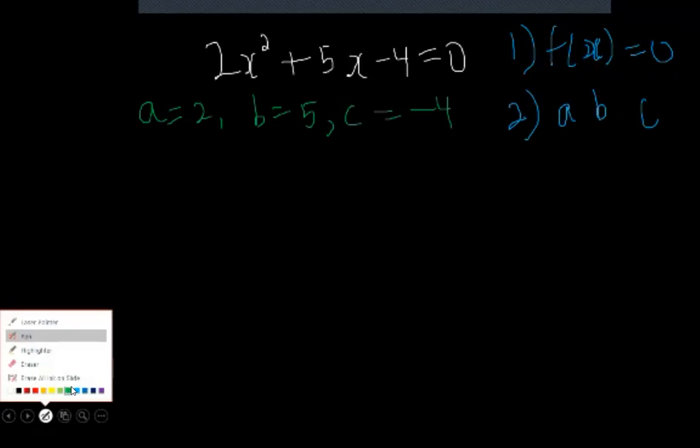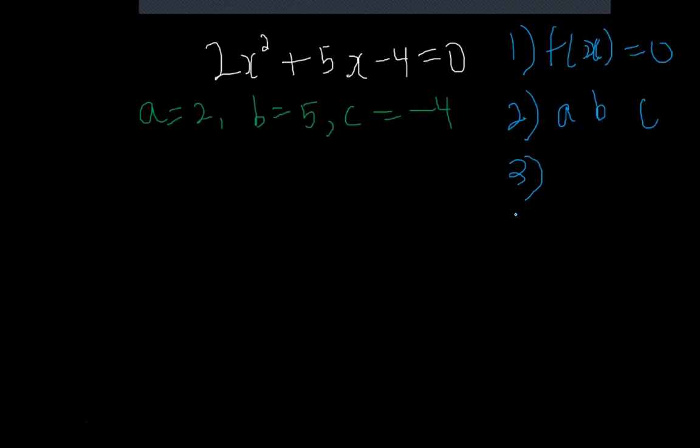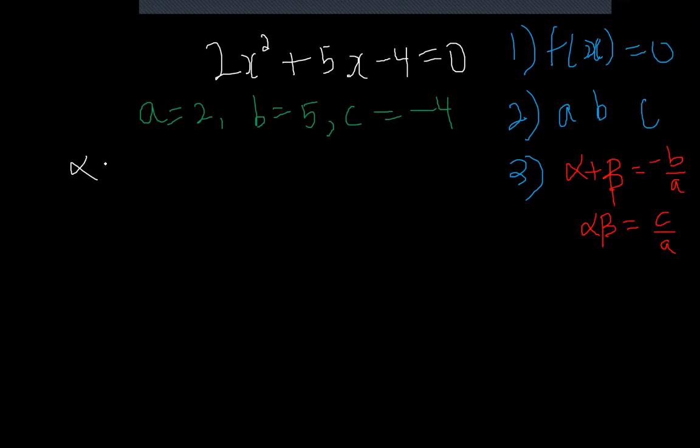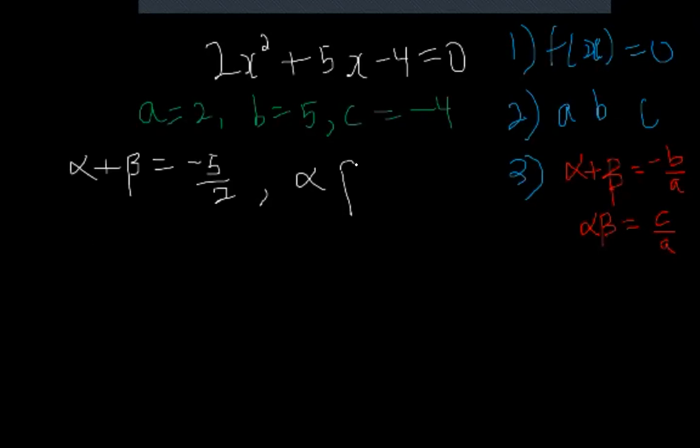Third step, it stays the same. I want to find what's alpha plus beta, and I want to find what's alpha beta. Anybody tell me what's the formula for alpha plus beta? Negative B on A. And what's my formula for alpha beta? C on A. Nice. So what would I write in this case for alpha plus beta? Negative 5 on 2. And alpha beta, negative 4 on 2, which is negative 2.